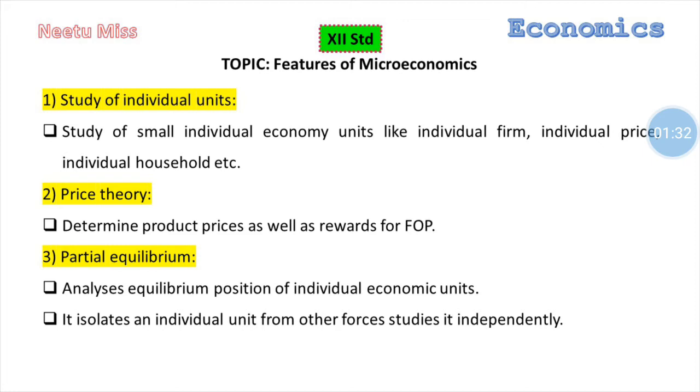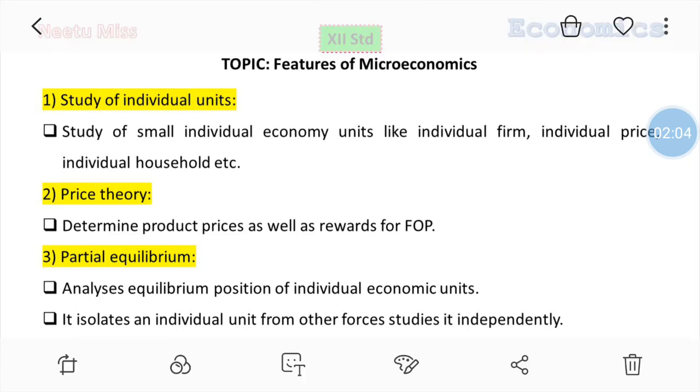Second is price theory. Microeconomics is also called price theory because the price of any product is determined by market forces, that is demand and supply. And microeconomics helps us study demand analysis as well as supply analysis. With the help of microeconomics, we understand what the behavior of producer as well as consumer will be when the price of a product is going to be decided.